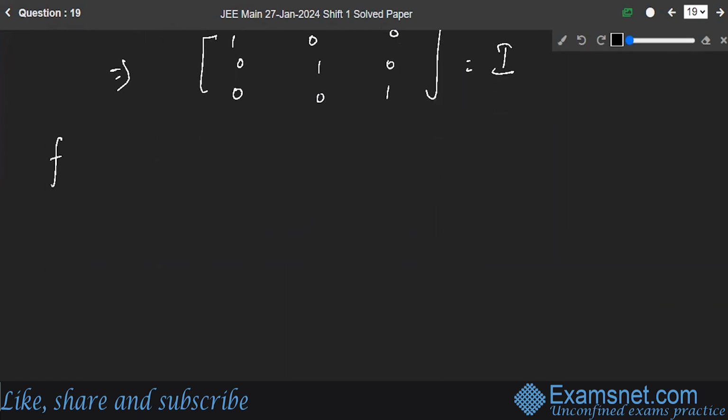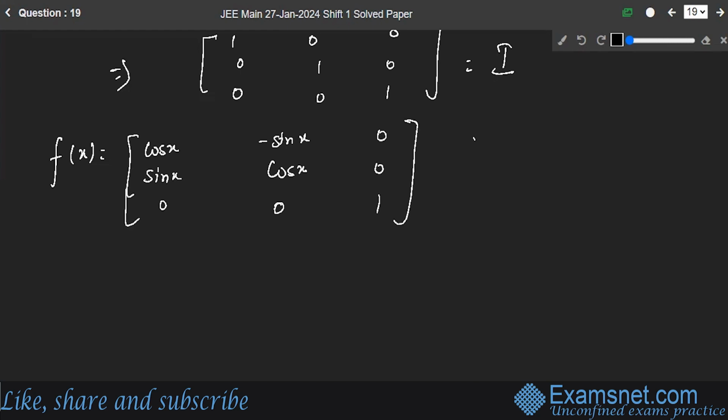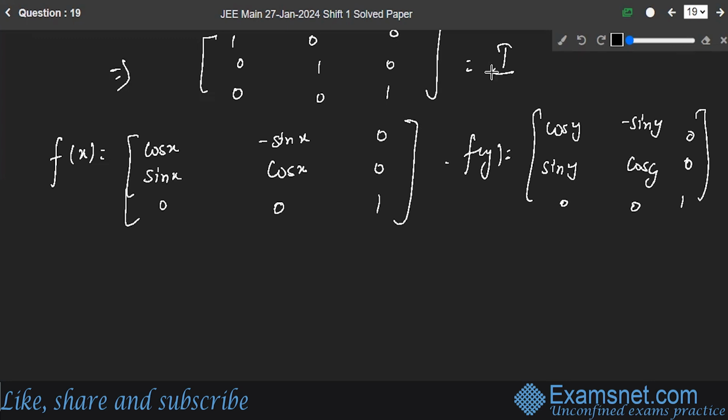So you already have this f(x). This is cos x, minus sin x, 0, sin x, cos x, 0, 0, 0, 1. And this was your f(y). This is cos y, minus sin y, 0, sin y, cos y, 0, 0, 0, 1. Let's multiply both of them.